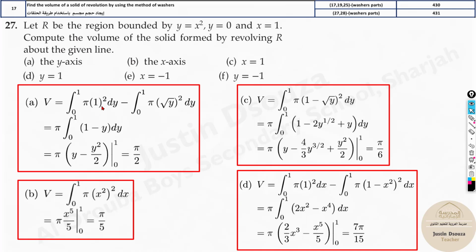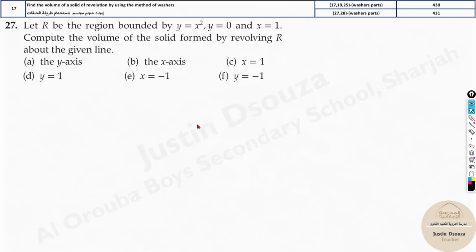If there is hollow space, you would have outer radius minus inner radius. That is the method of washers. If you have only one thing squared, that means it's method of discs. So in this particular writing, you will only have method of washers. They have clearly mentioned washer part, so it will be outer radius minus inner radius. So only focus on those problems.